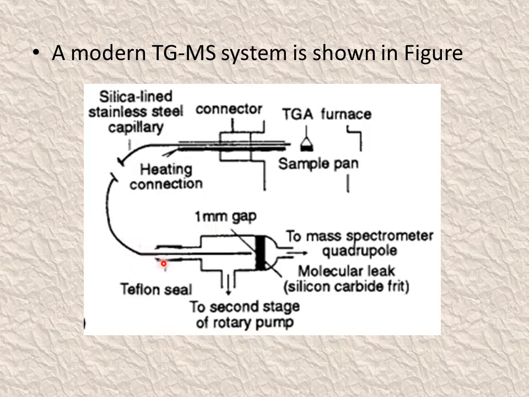The vapors are moved in this second stage reduction through this Teflon seal, where there is also the rotary pump, so that the pressure of these vapors can be reduced, and ultimately these vapors are made to enter into the spectrometer.